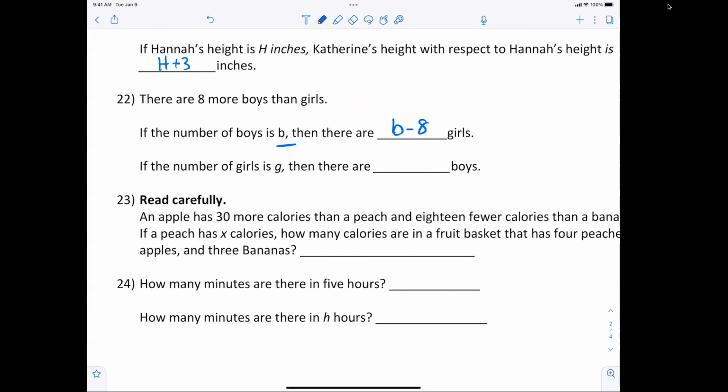Is that making sense, people? Guys, does that make sense? Right? You have to know B stands for boys. All right. So if you wanted to, you could say the number of girls is B minus 8.